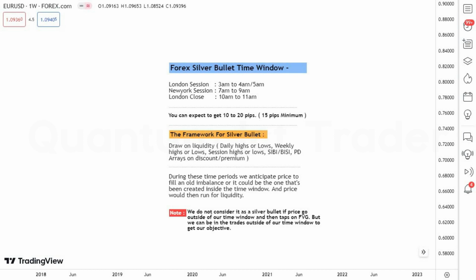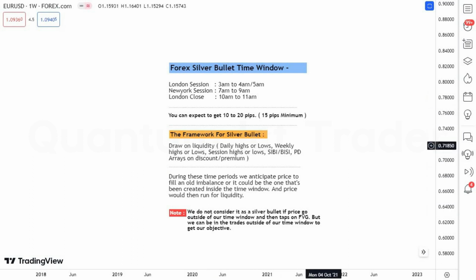And how much can you expect to get from your Silver Bullet trade? You can expect to get at least 10 to 20 pips. The minimum expectation should be 15 pips. And what are the frameworks you should be doing before taking the trade? The first thing you would do is to mark up your draw on liquidity. The draw on liquidity could be the daily highs or lows, weekly highs or lows, session highs or lows, CBDR or PDRS, on discount or premium levels.